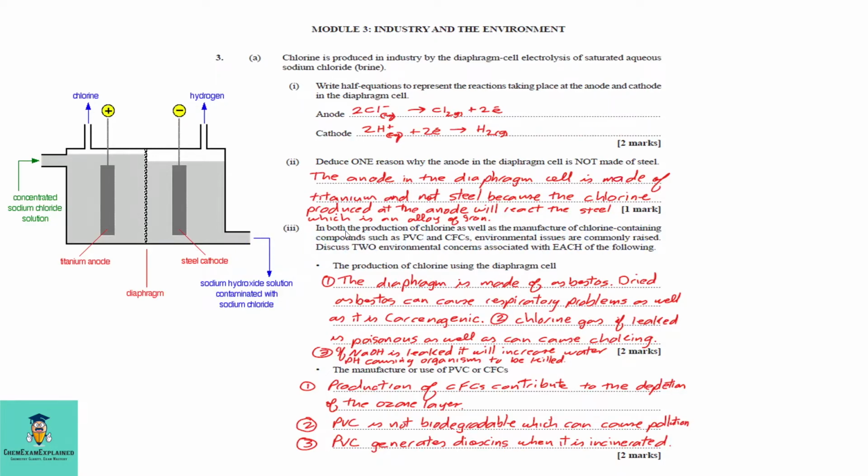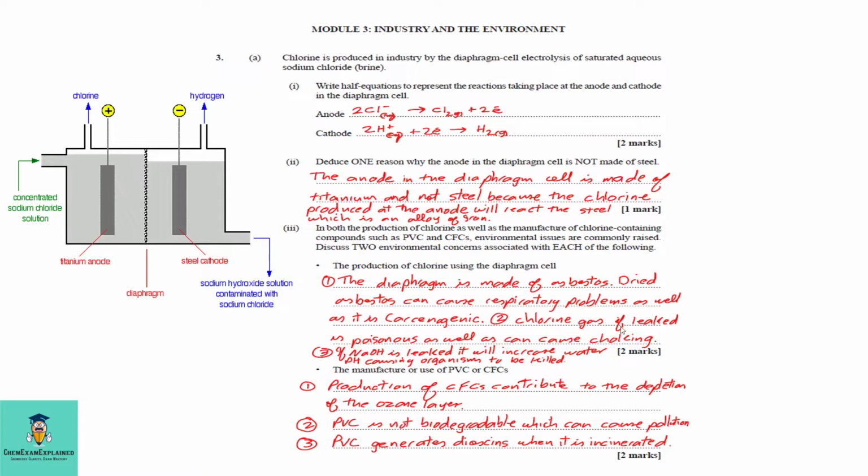Part 3. In both the production of chlorine as well as the manufacture of chlorine-containing compounds such as PVC and CFCs, environmental issues are commonly raised. Discuss two environmental concerns associated with each of the following. The first one is the production of chlorine using the diaphragm cell. Now, first thing is the diaphragm cell is made of asbestos. Now, dried asbestos can cause respiratory problems, as well as it is carcinogenic, which means it is cancer-causing.